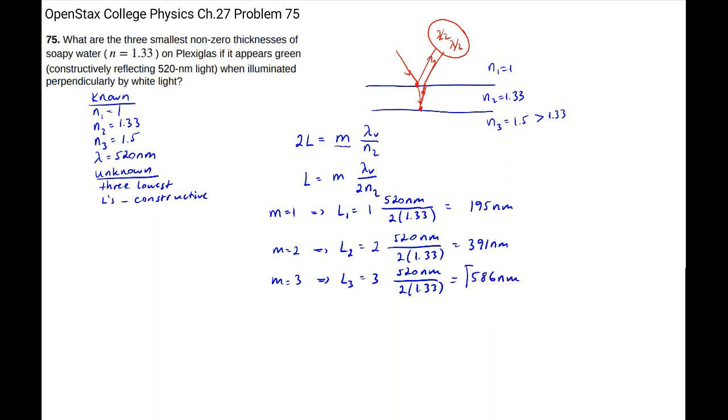So here we have the three smallest thicknesses for which light reflected from the thin film will appear bright due to the reflection.